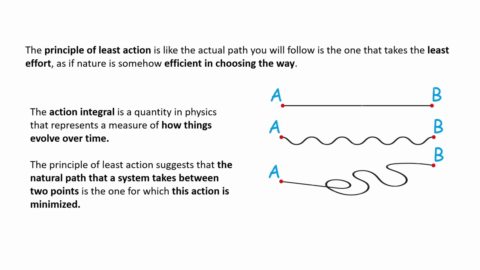Imagine you want to travel from one point to another, and you have various possible routes to take. The principle of least action is like saying that the actual path you will follow is the one that takes the least effort, as if nature is somehow efficient in choosing the way. In more technical terms, the action, or action integral, is a quantity in physics that represents a measure of how things evolve over time. It combines information about the energy of a system and how that energy changes. The principle of least action suggests that the natural path a system takes between two points is the one for which this action is minimized.